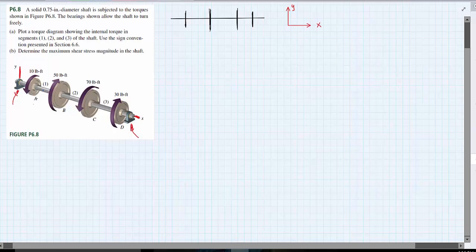if we look at section 1 on this shaft, so at point A, at that member, with the right hand rule, this torque that's being applied is being applied in the positive direction, which means at point B that torque is in a negative direction, at point C positive direction, and point D is in negative direction.